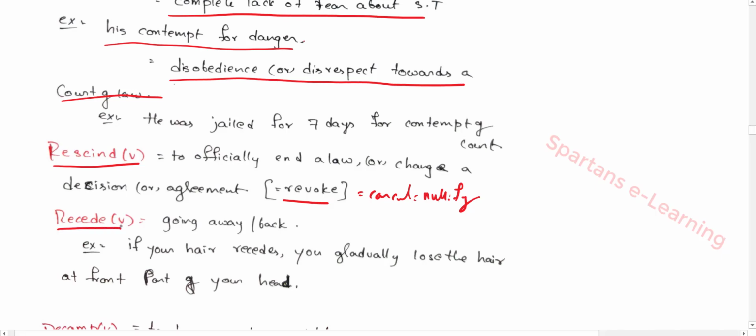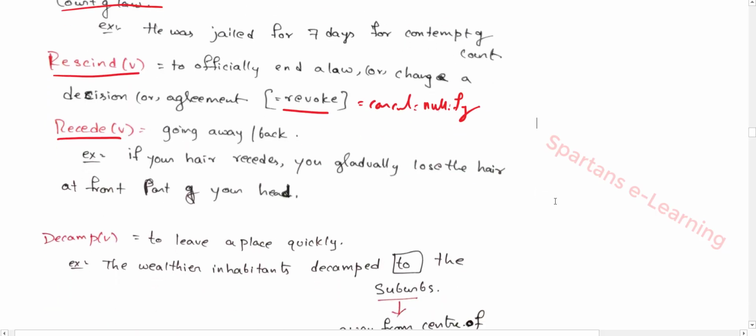Similarly, recede is different. Recede means going back. For example, if your hair recedes, you gradually lose the hair. So you say a receding hairline. If someone has a hairline here, when they get older, this hairline starts receding back and back, so that he gets a bald head, right? So receding means going back. Whereas rescind means to officially cancel something. Nullify, cancel, or revoking. That is called rescind. This is recede. Rescind, recede.